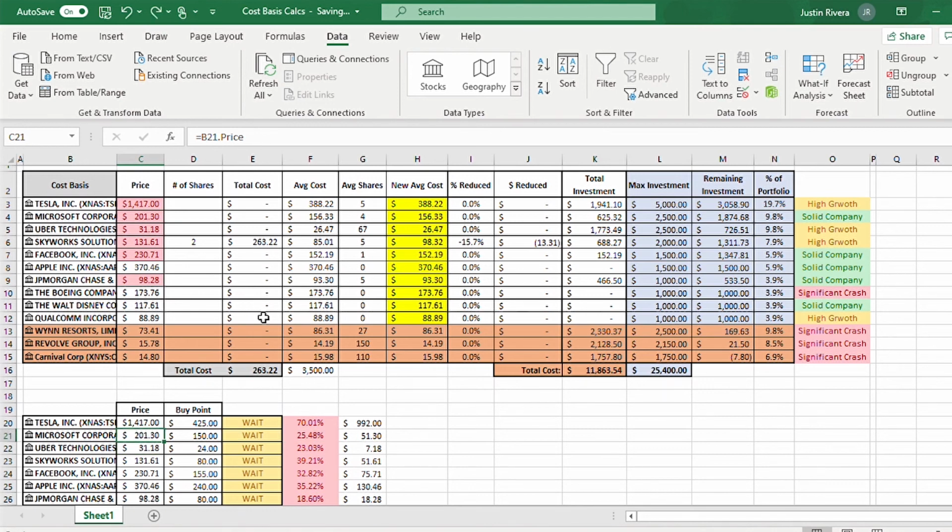Let me know in the comment section if this is a spreadsheet that you guys want me to share with you, and I'll be more than happy to do that, and I could even add some instructions here on the bottom. But I really do feel that this is a spreadsheet that could be very beneficial to most long-term investors.